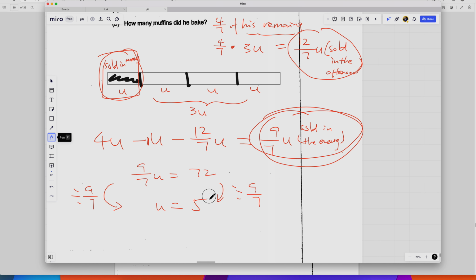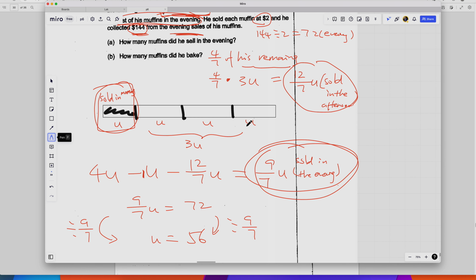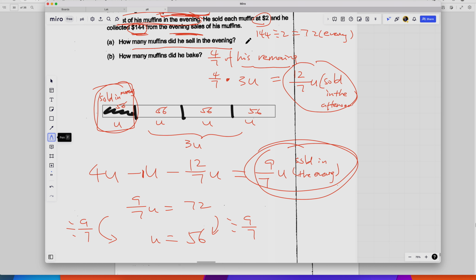56. Yeah, so it's 56. U is 56. So what the question is asking. So that means this is 56, this is 56, this is 56, this one also 56. Okay, so they say how many muffins did he sell in the evening? 72. Right? And how many muffins did he bake?